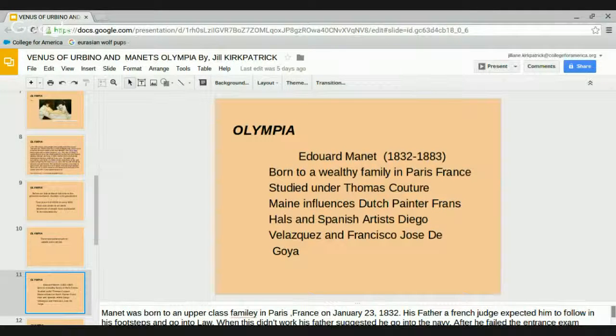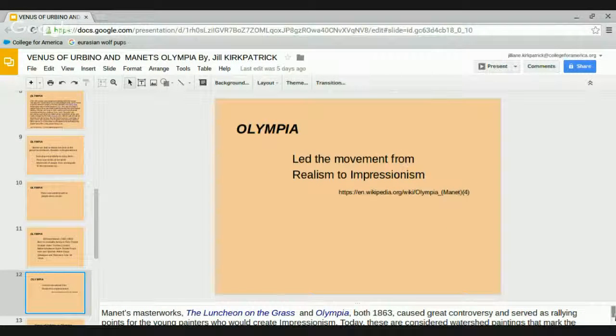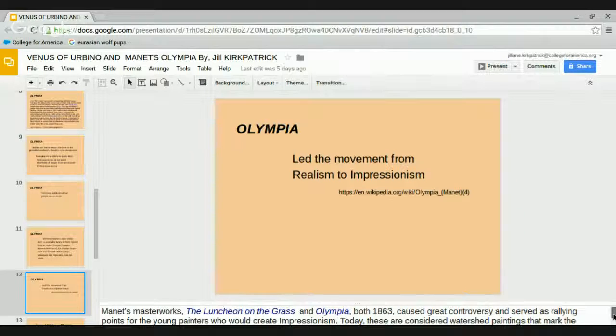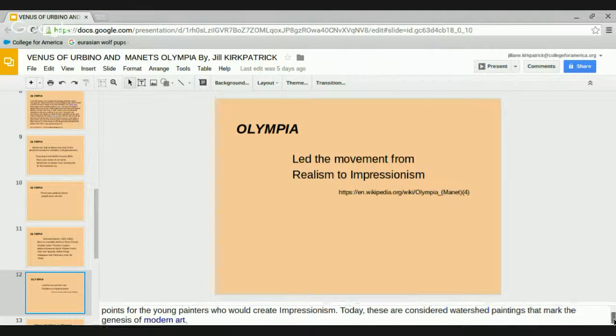Manet was born to an upper-class family in Paris, France, on January 23, 1832. His father, a French judge, expected him to follow in his footsteps and go into law. When this didn't work, his father suggested he go into the Navy. Manet's masterworks, The Luncheon on the Grass and Olympia, both 1863, caused great controversy and served as rallying points for the young painters who would create Impressionism. Today, these are considered watershed paintings that mark the genesis of modern art.